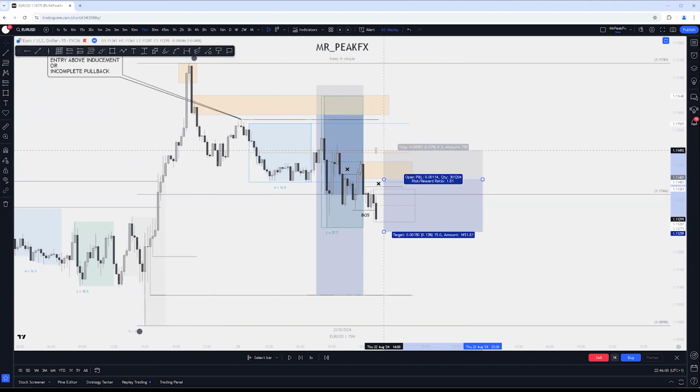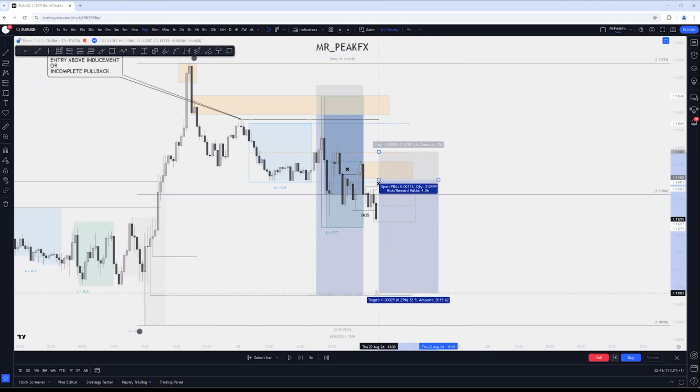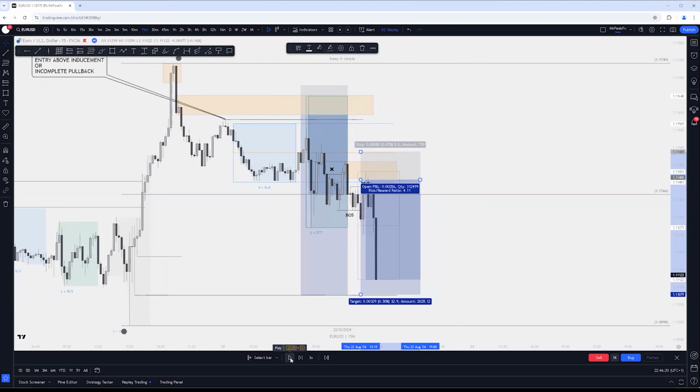I think this was another 8 pips, just a little breathing space. And I was ready for what price wants to do. And let's see what price did. Price tapped into it nicely.